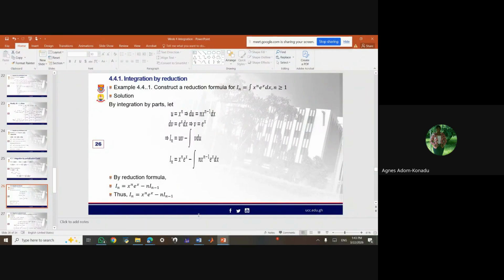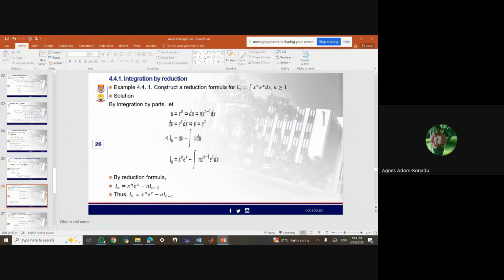Okay, so we are done with integration by substitution, by parts, by partial fraction. The next one we want to look at is integration by reduction formula. Reduction formula.